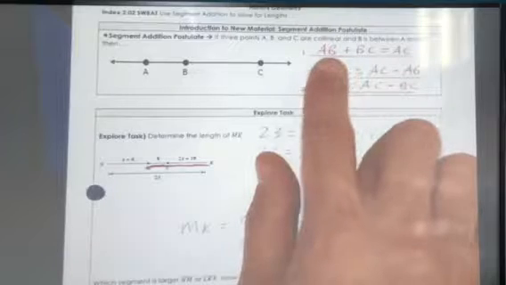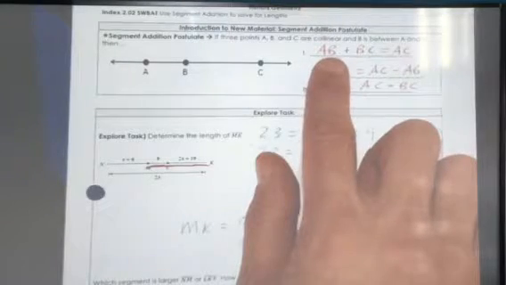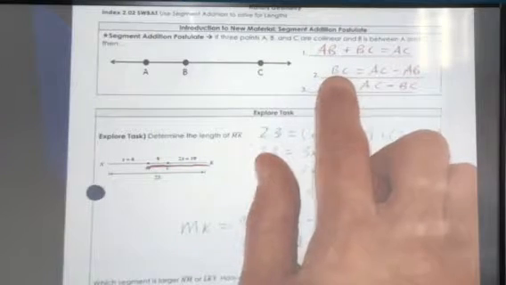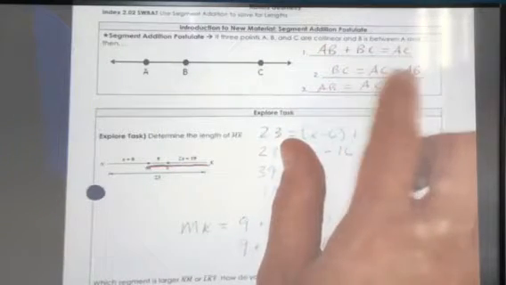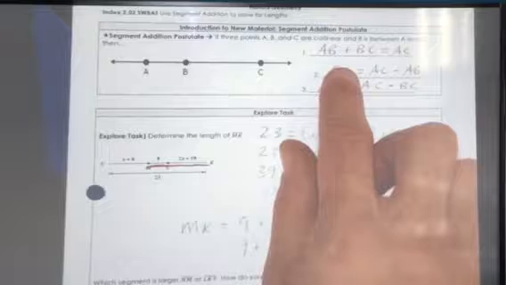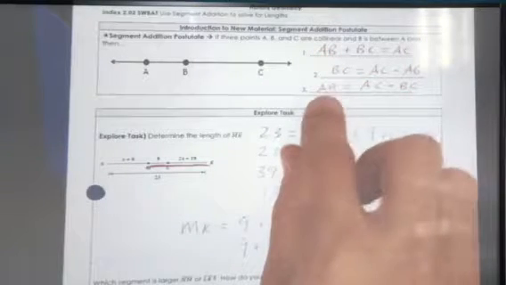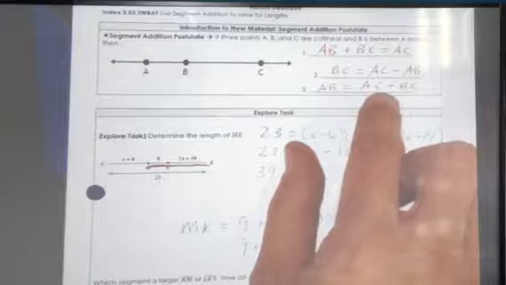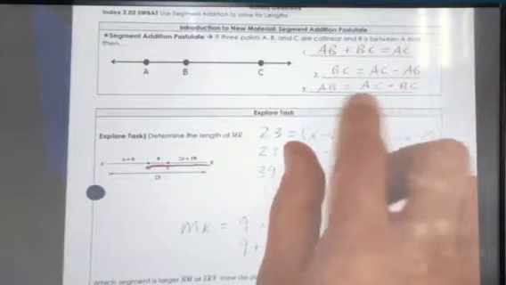Now, if that's true, we can also solve for our other smaller segments. So we could solve for BC, isolate it by subtracting AB from both sides. So we could say BC equals AC minus AB. That's subtracting AB from both sides. And we can also say that AB equals AC minus BC. This is essentially saying big minus small. Big minus small equals AB.